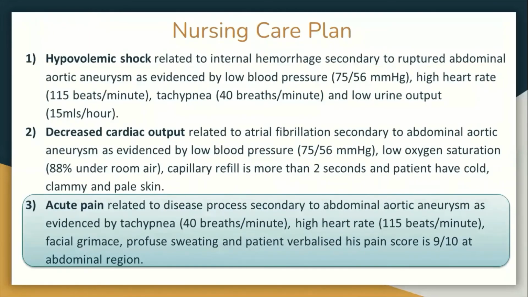The last nursing diagnosis is acute pain related to disease process secondary to abdominal aortic aneurysm as evidenced by tachypnea, 40 breaths per minute, high heart rate, 115 beats per minute, facial grimace, profuse sweating, and the patient verbalized his pain score is 9/10 at the abdominal region.